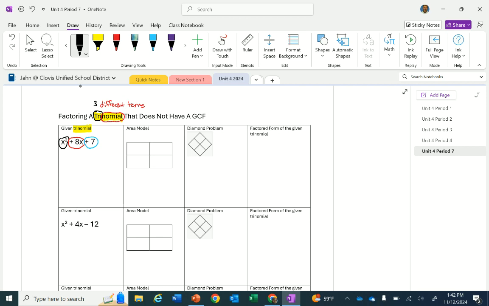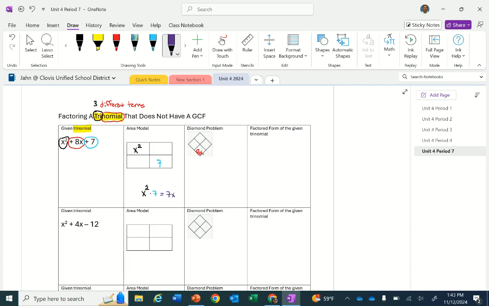You're going to take the x squared part of the trinomial and put it in the upper left portion of the area model. You're going to take the part of the trinomial that has the x next to it, which is the positive 8x, and put that at the bottom of the diamond. You're going to take the positive 7, the part that does not have any variable next to it, and put that at the bottom right of your area model. Then you multiply the x squared in the top left with the positive 7 in the bottom right, and that equals 7x squared.